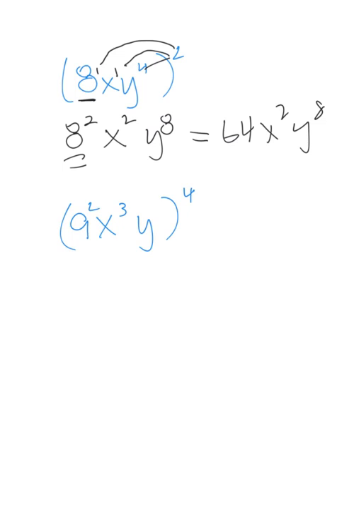This problem here, you have 9 squared. So it's going to be 9 to the 8th, x to the 12th, and remembering there's that 1, y to the 4th. Now 9 to the 8th is a really, really big number, so we're just going to leave it at 9 to the 8th for now.